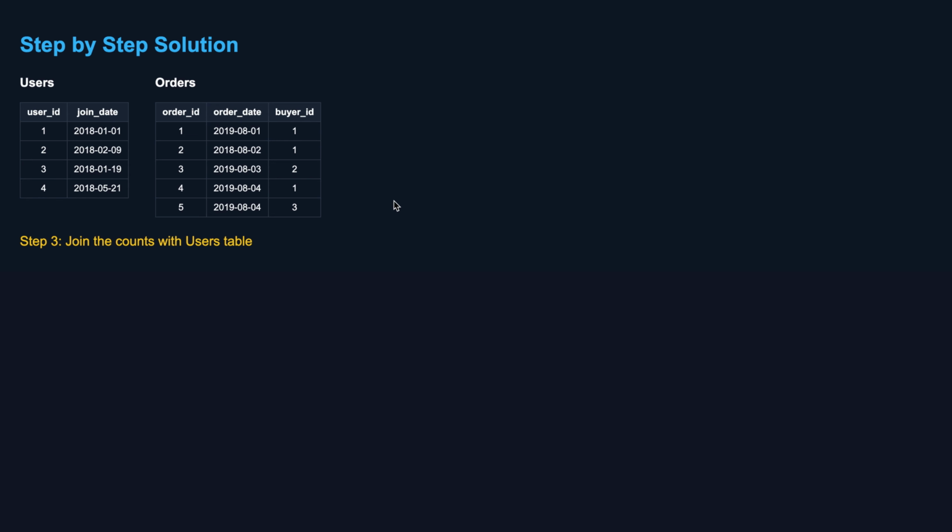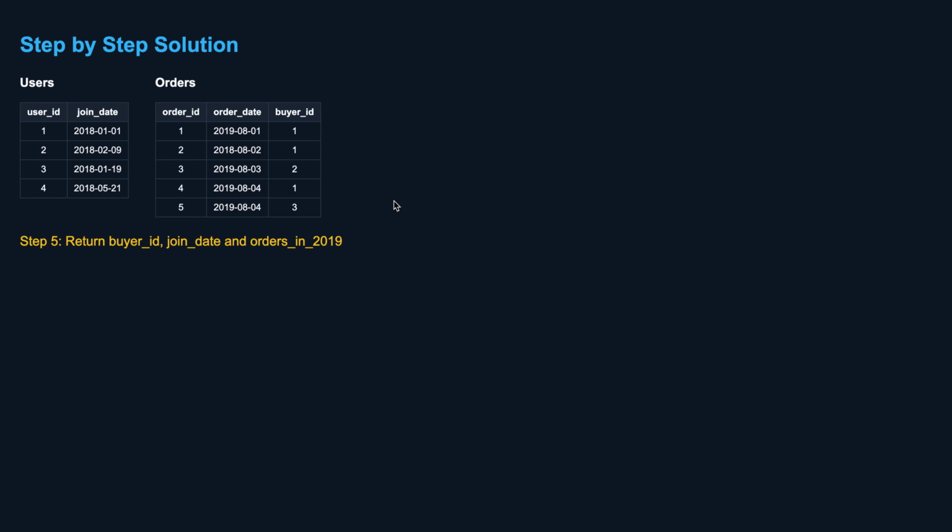After performing the left join, some users may still have null values for the order count, right? This happens when a user did not place any orders in 2019. To fix this, we use the coalesce function which replaces null with 0. So if a user has no orders in 2019, their count becomes 0 instead of null. Finally, we return the required columns, that is the buyer ID, join date and orders in 2019, and this gives us the final result of the problem.